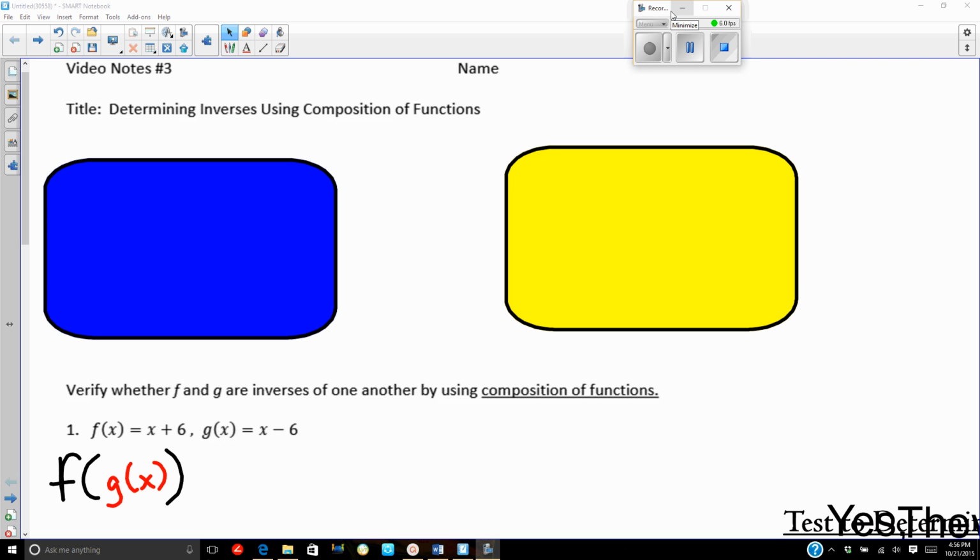All right, guys, this is video notes lesson number 3. The title is determining inverses using composition of functions. Essentially, there's a combination of what we did last Friday and Tuesday.